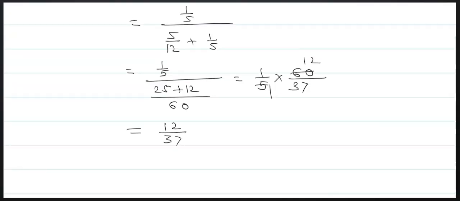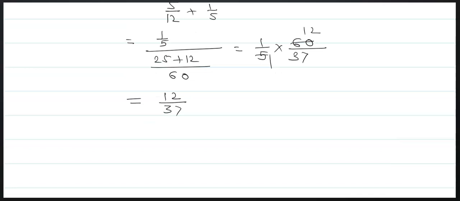That is equal to 12 upon 37. This is the required probability. All the problems are easy. Read the problems a number of times; the same type of formula is applied there.